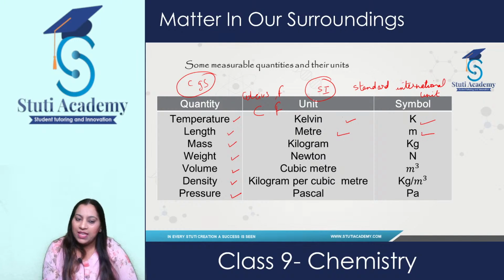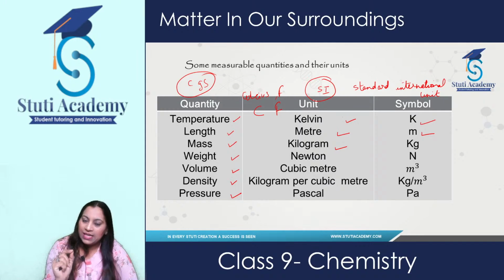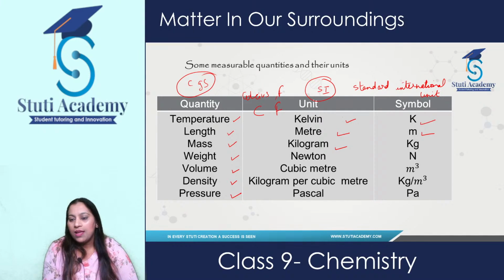Then we have another quantity, which is mass. Mass can also be measured in milligrams, grams, but the SI unit is kilogram, which is represented by the symbol kg. K is capital and g is small. Next is weight. The SI unit of weight is Newton, and its CGS unit is Dyne.